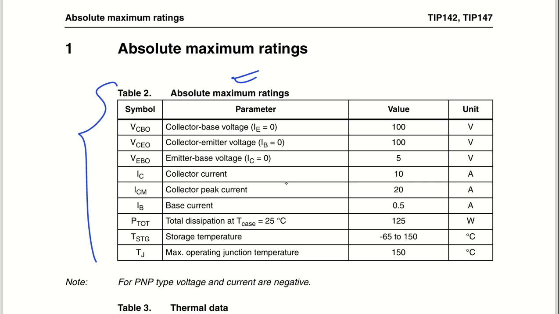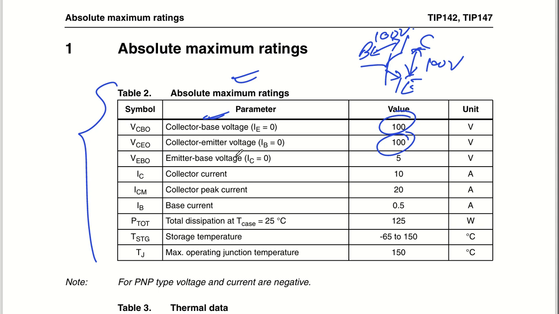So what is the collector base voltage range? That is 100 volt. Coming back to the collector emitter voltage range, that will also be 100 volt, right? So as you can see, a basic transistor configuration will be something like this. This is my base, this is my collector, and this is my emitter. So the voltage range between these two will be 100 volt. Similar to that, between these two is also 100 volt.